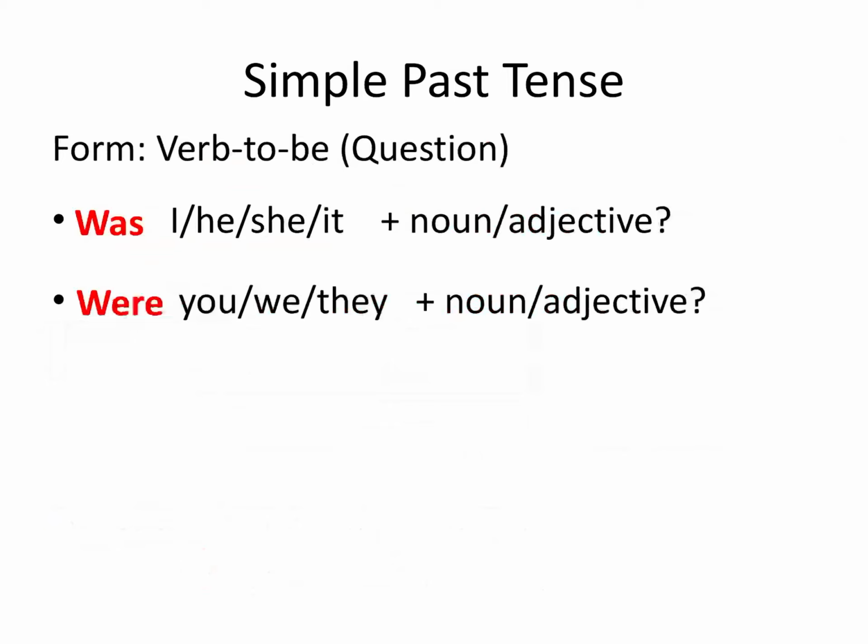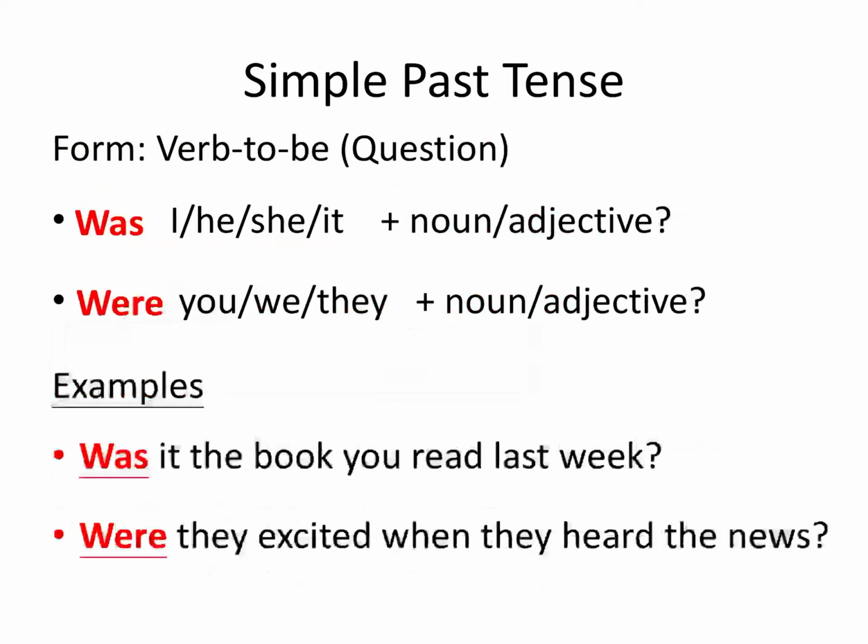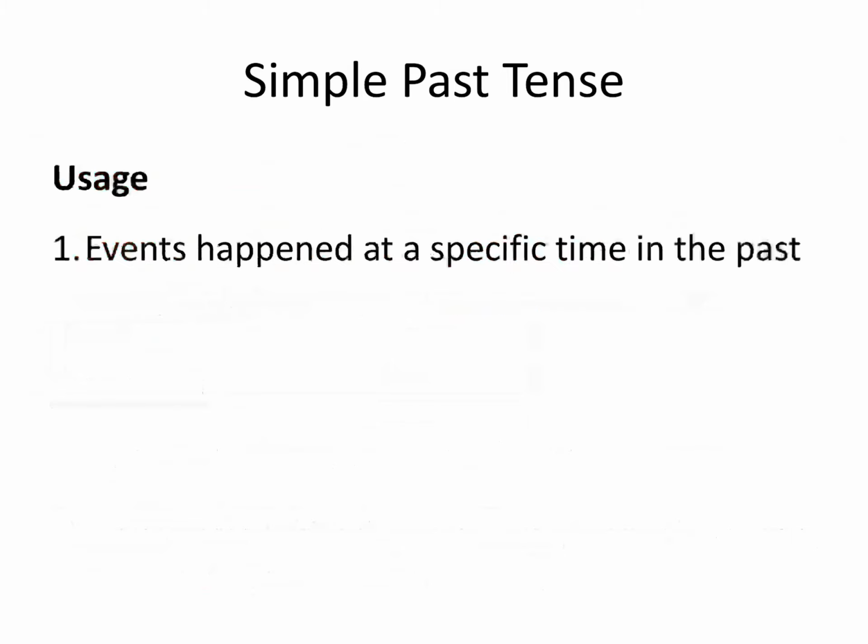The same rule also applies to questions. Unlike other simple past verbs, we just put verb to be was or were before the subject. Never add did before the subject and write verb infinitive be after the subject. It is in fact overgeneralizing the grammar rule. Let's look at the examples. Was it the book you read last week? The book is the noun. And were they excited when they heard the news? Excited is an adjective. We only write the verb to be before the subject.